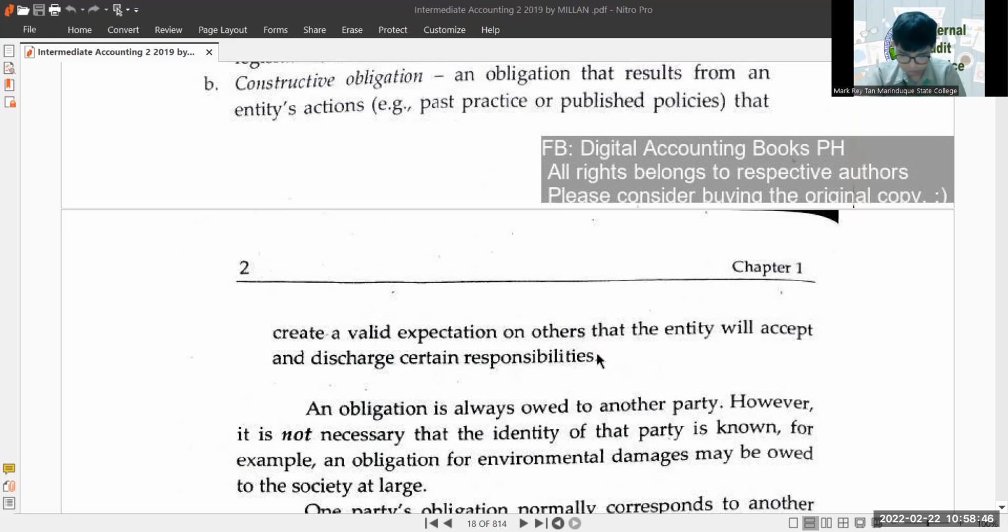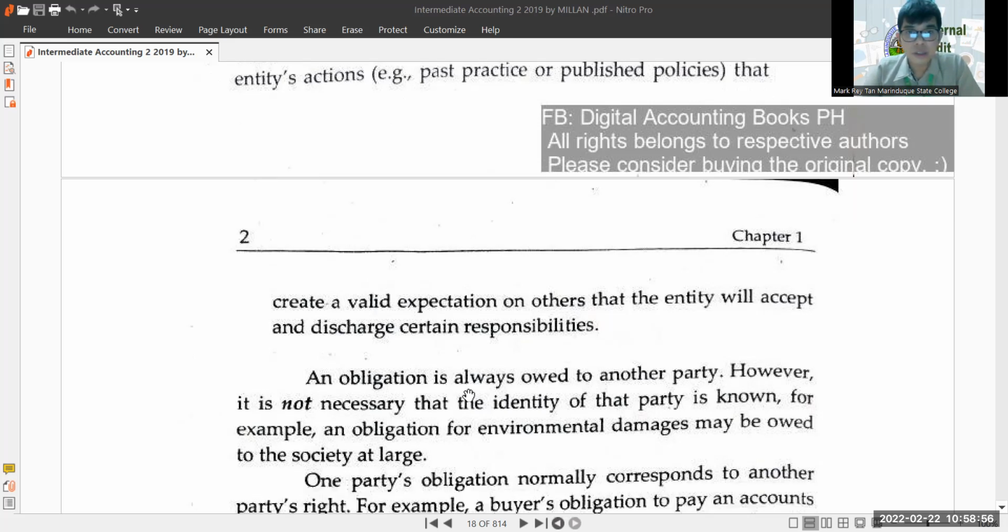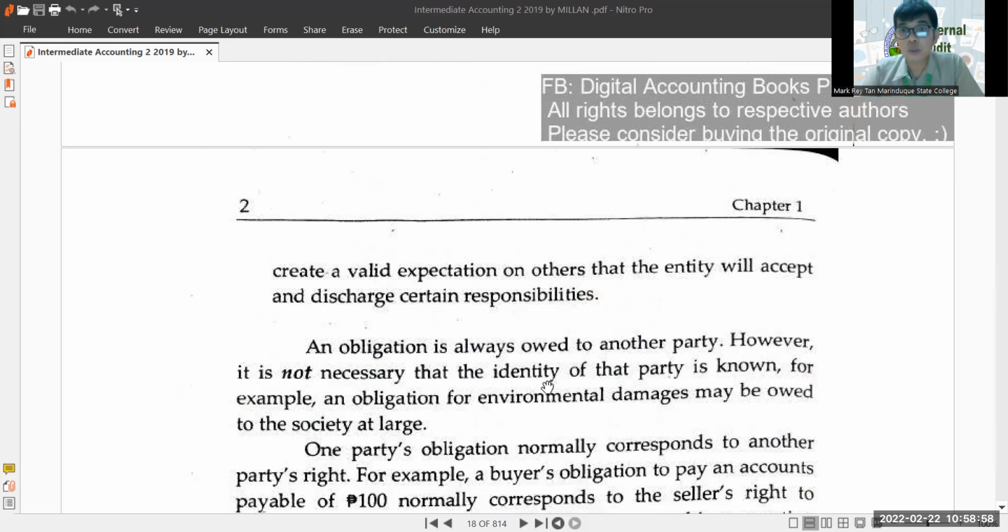Okay? So done with the first page. Wala naman ako masyadong notes. These are easily understandable discussions. Okay. So an obligation is always owed to another party. That's true. Kumbaga, for example, utang nga, di ba? Debt.